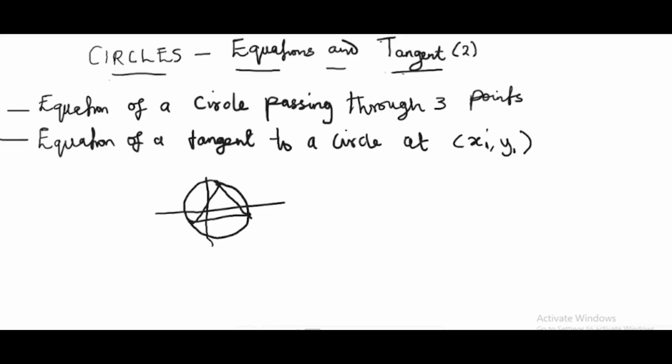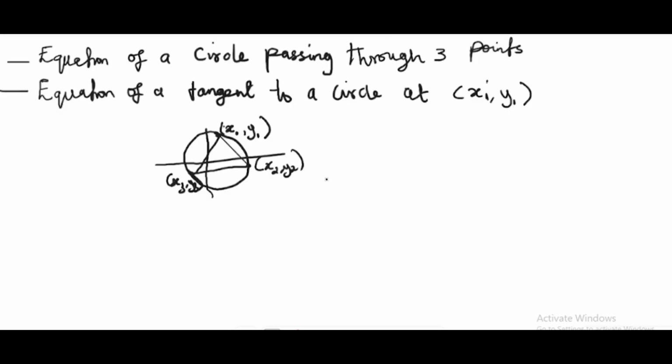Now, at every point we have a coordinate x, comma, y, right? So let's call here x2, y2. Then let's call here x3, y3. So you see this circle touches 3 points. And then how do we find the equation of a circle passing through 3 points? Now, we substitute each point into the general equation.